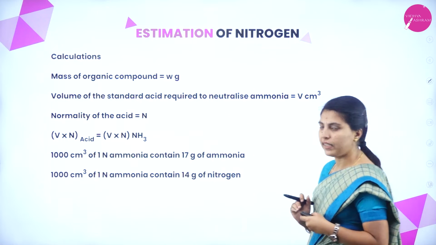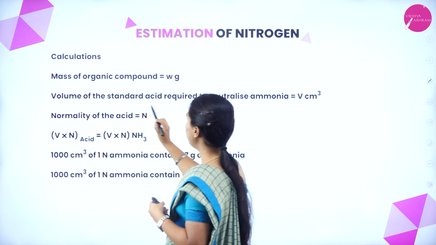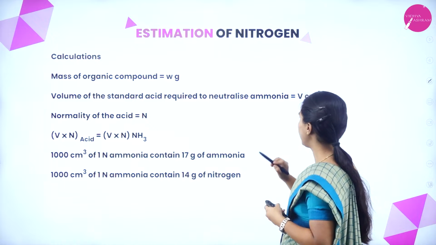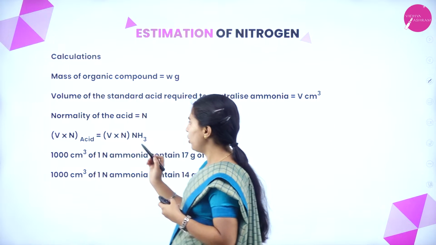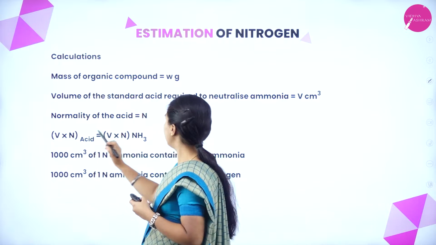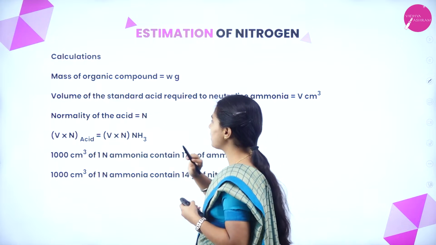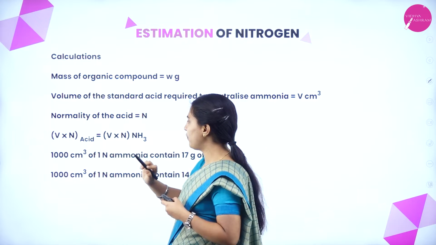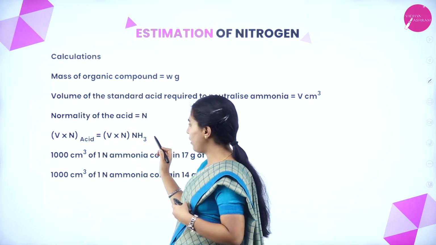Next is calculations. The mass of organic compound is W gram. Volume of the standard acid required to neutralize the ammonia is V cm cube. Normality of the acid is N, so V into N. This V, that is volume of standard acid required to neutralize ammonia, into normality of acid, is the volume into normality of ammonia.